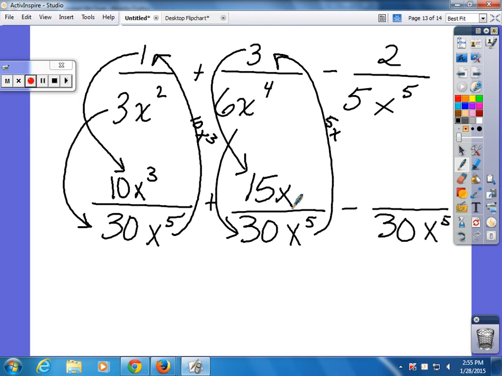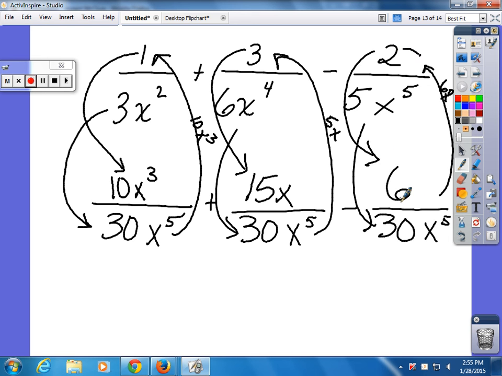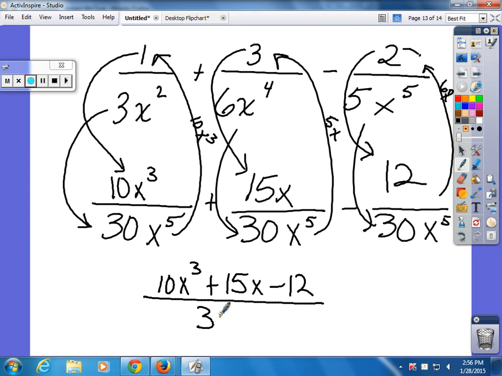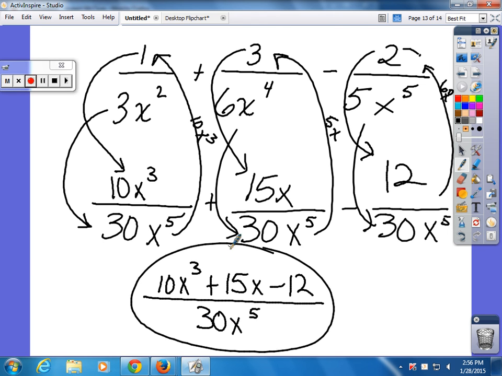And how many times will 5 go into 30? And how many times will x to the 5th go into x to the 5th? X to the 0 times, which is what? 1. 6 times 2 is 12. So what's our final answer? 10x cubed plus 15x minus 12 all over 30x to the what? Yeah. Comprende? Is that better? Make you feel a little bit better?